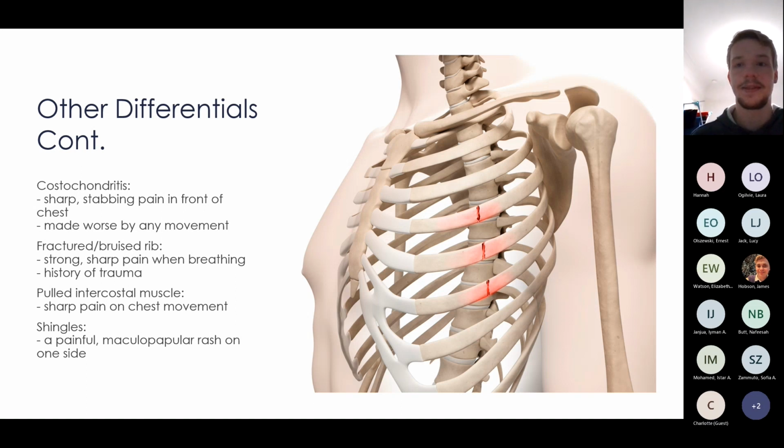Other things, stuff as simple as pulled muscles around the chest area. And then just one for the skin. So shingles, for example, might present with chest pain, but that would normally be unilateral, and you'd see a macular papular rash on that side in a dermatomal pattern. So those are just some other differentials that you might consider if someone did come in with chest pain.